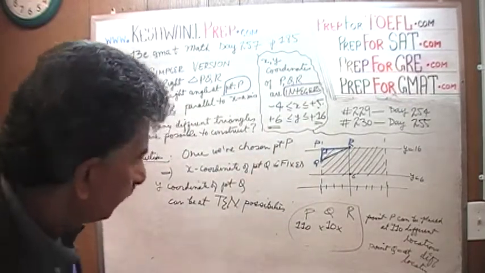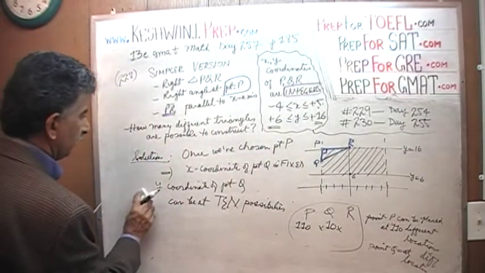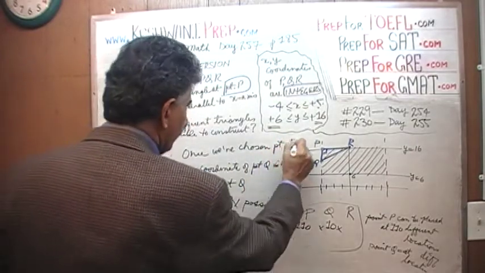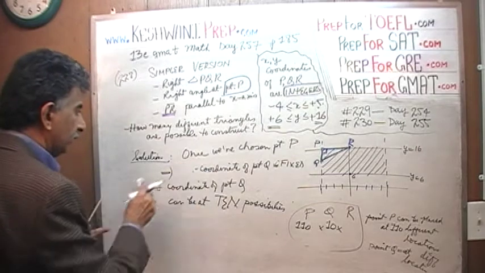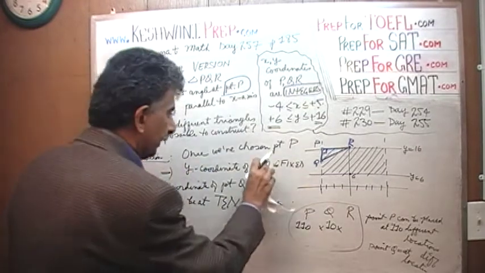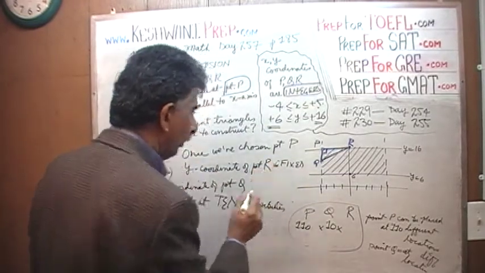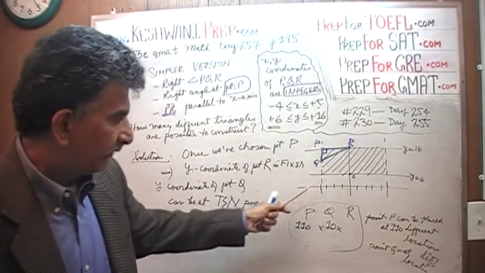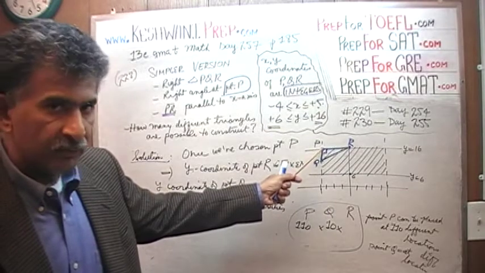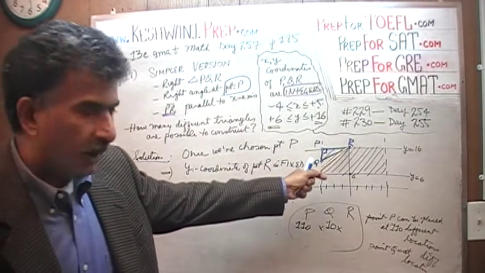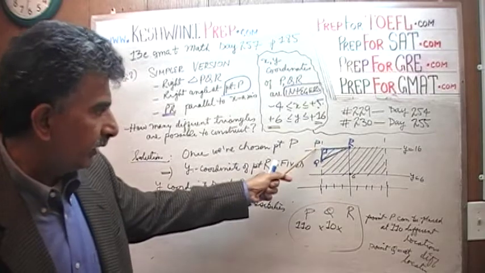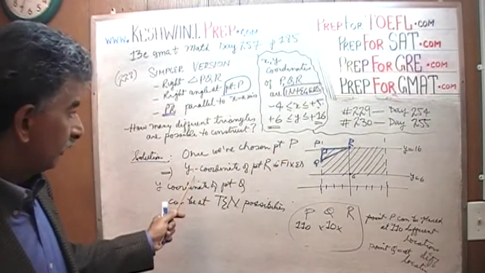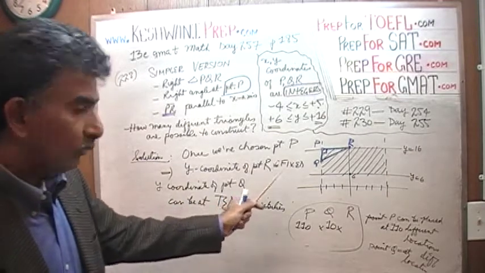Let's move on to point R. Once we have chosen point P, the y coordinate of point R is also similarly fixed. You see, line PR is parallel to the x-axis, which means whatever the y coordinate of P is, the y coordinate of R is also the same because they're parallel. Therefore, once we have chosen point P, the y coordinate of R is also fixed.